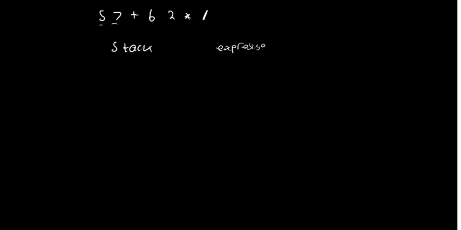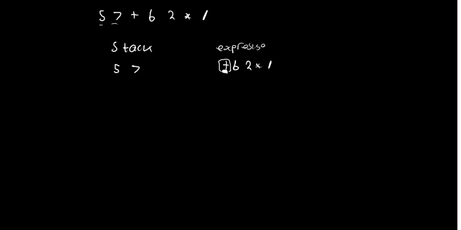Whenever we have a number, we insert that to the stack. So we're going to have 5, 7. What's left of our expression is plus 6, 2, times 1 there. But then what happens here is when we encounter a symbol like plus here, we apply it to the two elements on the stack.